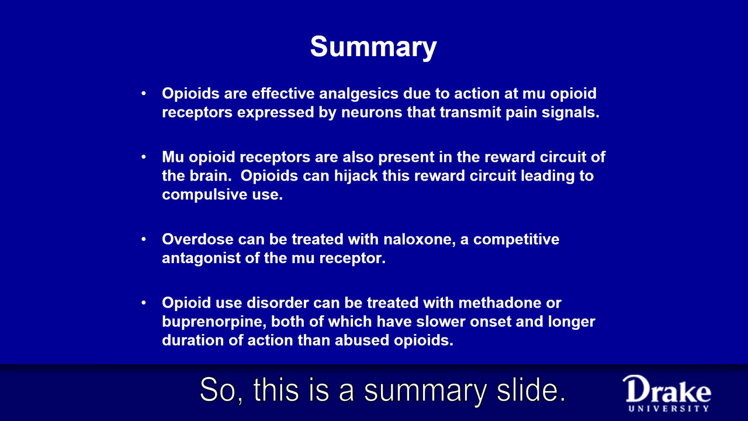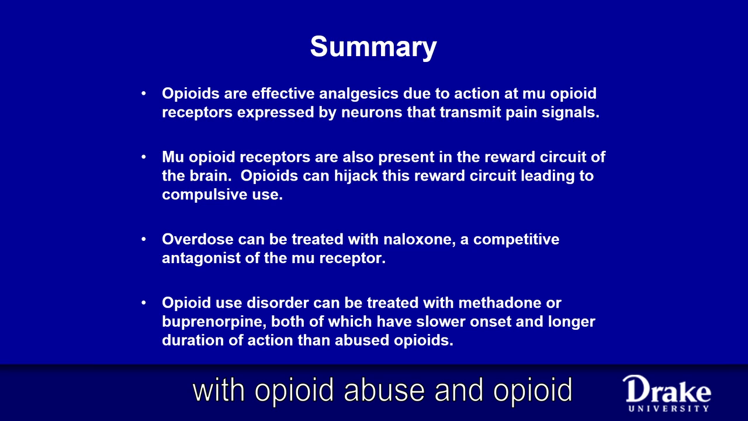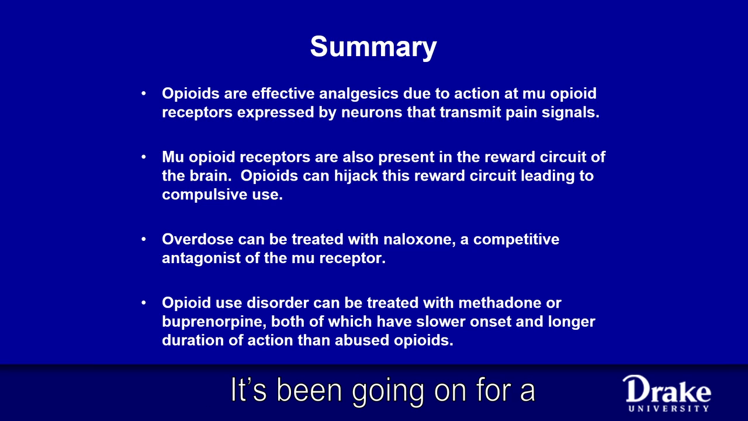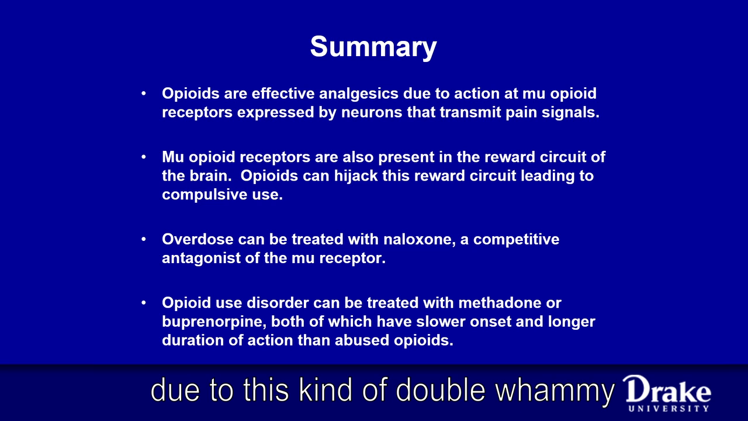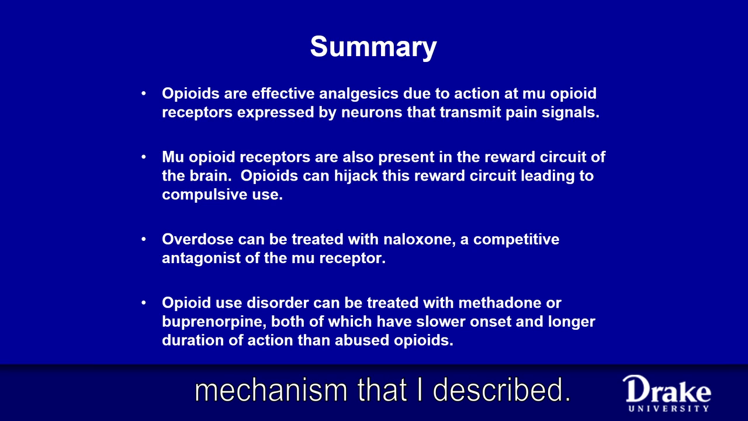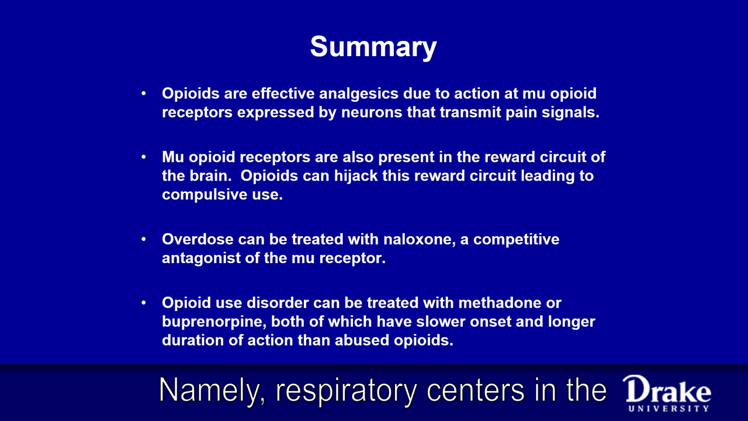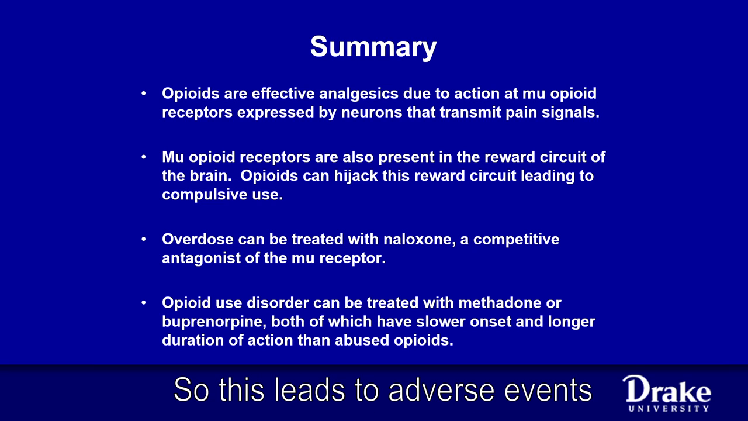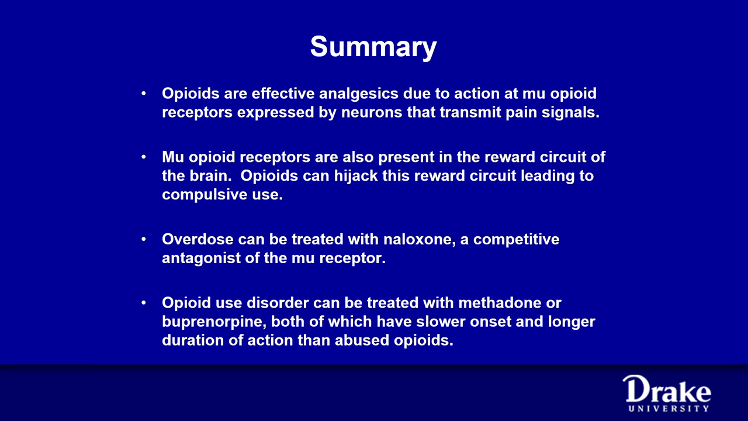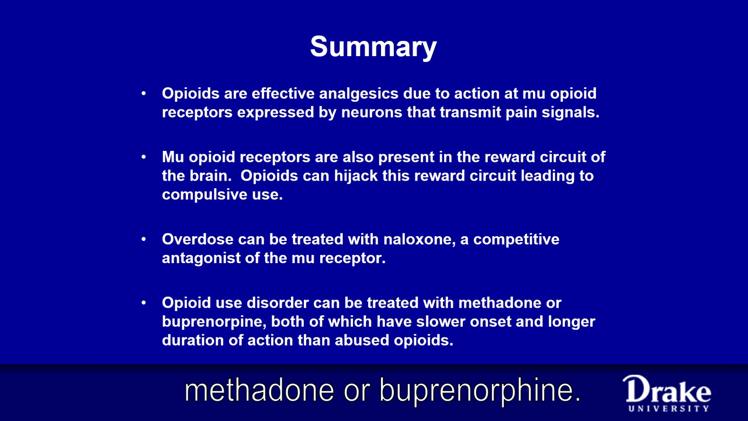So this is a summary slide here. We have a growing problem with opioid abuse and opioid overdose in the United States. It's been going on for a few years now. Opioids are effective analgesics due to this kind of double whammy mechanism that I described. But the problem is mu opioid receptors are expressed in other parts of the nervous system, namely respiratory centers in the brainstem and the reward pathway. So this leads to adverse events with the medications. Overdose of opioids can be treated with naloxone, and then opioid use disorder can be treated with methadone or buprenorphine.